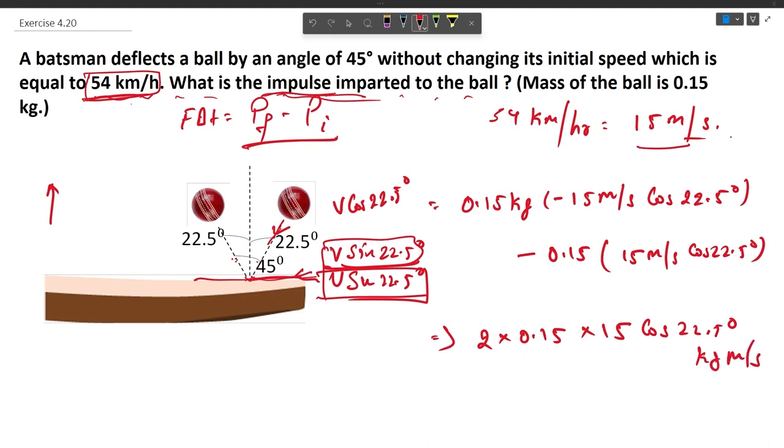Upon solving this, taking the value of cos 22.5 degree as 0.924, we will get 4.2 kg meter per second. Thank you.